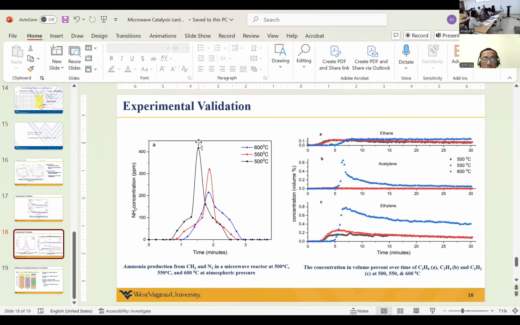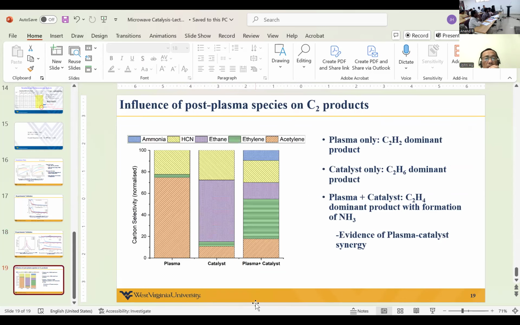You can see that at different temperatures, we observe ammonia produced. So this is a very encouraging result. I think we published this paper already. Then we did microwave with a plasma reaction. If you recall, let me go back.